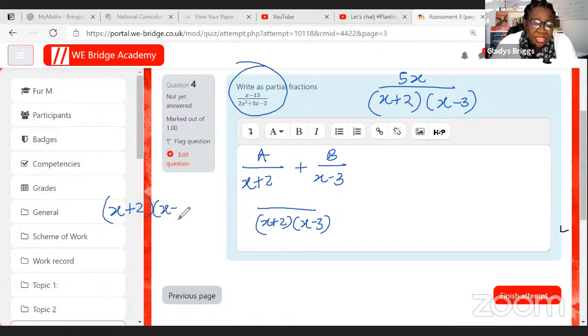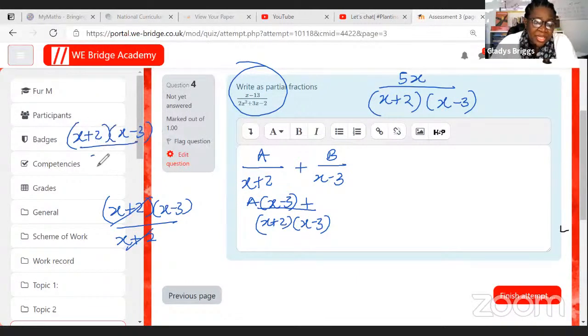When you divide x plus 2 times x minus 3 by x plus 2, this will cancel this and you would have x minus 3 left. Now you have to multiply that by the top number, A times x minus 3, plus you do the same thing on this side: x plus 2 times x minus 3 divided by x minus 3, this will cancel and you would have x plus 2 left, so B times x plus 2.